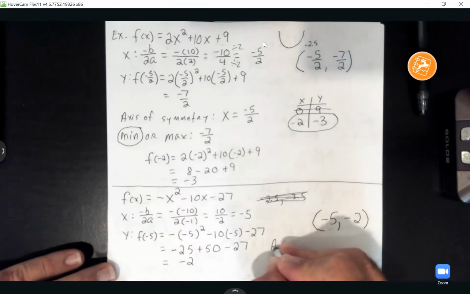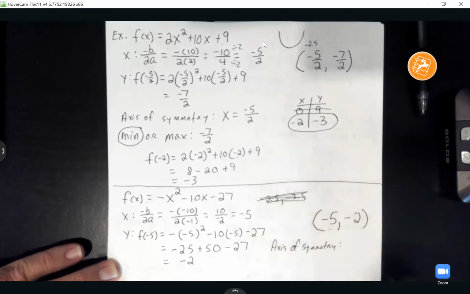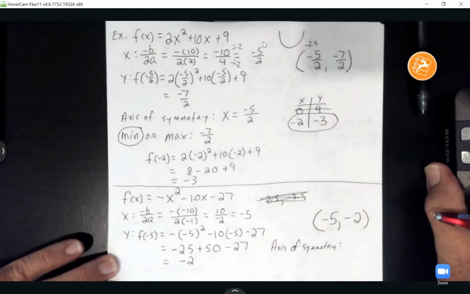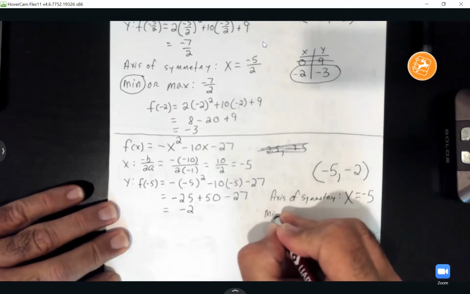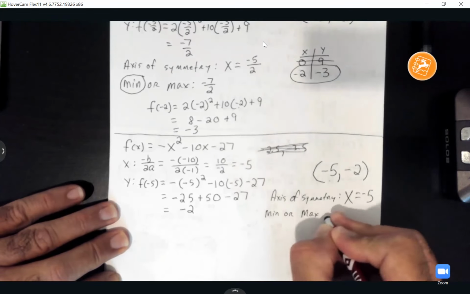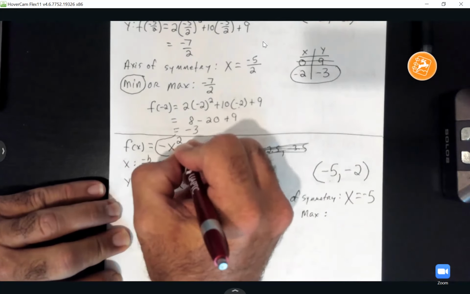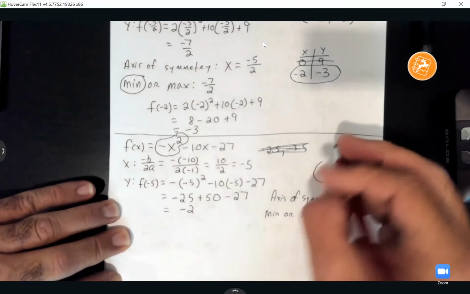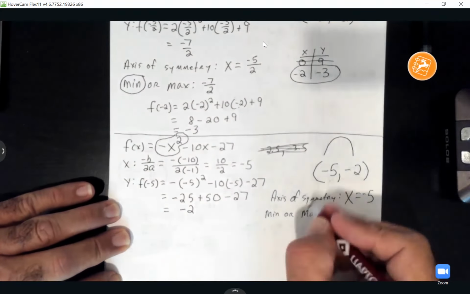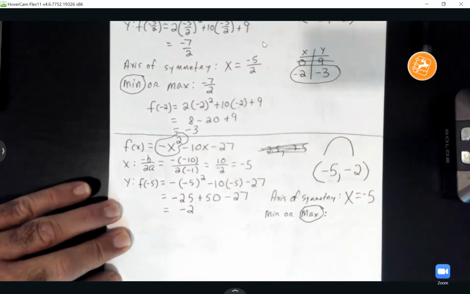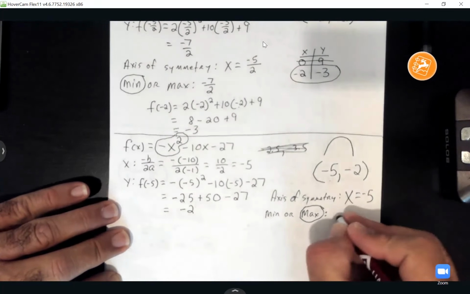What is my axis of symmetry? Any guesses? -5. So there you go. X is a -5. So does this one have a minimum or a maximum? A maximum. Oh, good job. Because guess what, y'all? The x squared term is negative. So since the x squared term's negative, it's going to flip my parabola over, and it's definitely going to be a maximum. What is my maximum value? -2. -2.